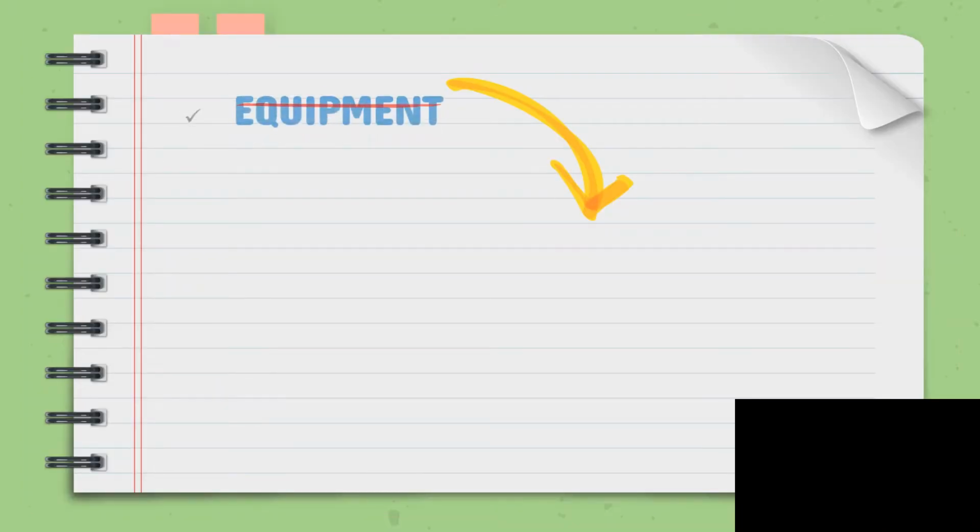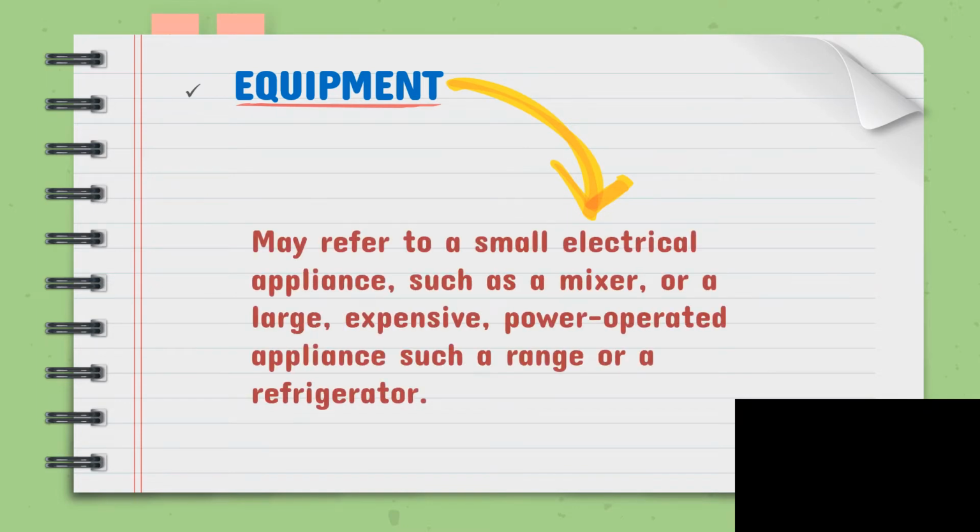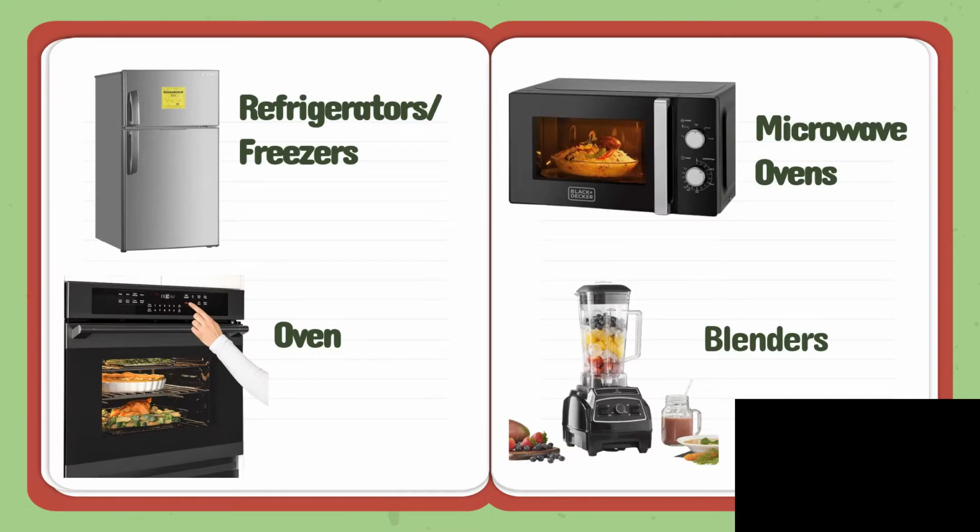Okay. So next we have the equipment. Equipment may refer to a small electrical appliance such as a mixer or a large, expensive, power-operated appliance such as a range or a refrigerator. So, equipment, ito yung nakakatulong sa atin para mapadali ang ating mga pagluluto at dito rin tayo nag-store ng mga pagkain like for example, yan, the refrigerator.